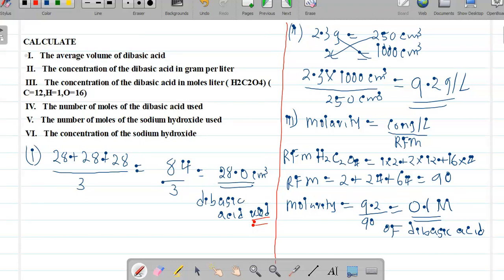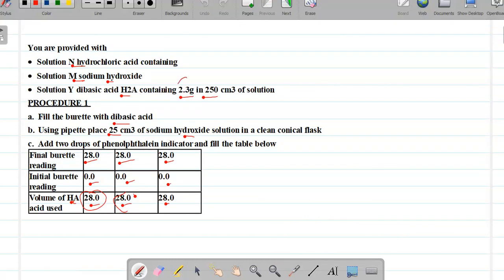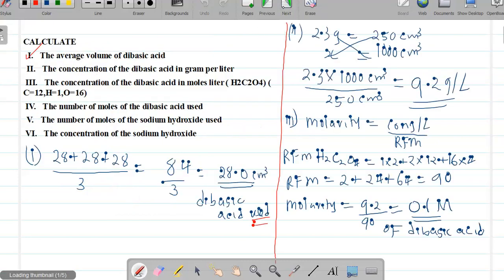Now question 2, that was question 1. Question 2: the concentration of the dibasic acid in gram per liter. To calculate it, we have the mass, which is 2.3, and the total volume, which is 250. Then this is what you do: 2.3 gram is equal to 250. What about 1000? 1000 represents concentration. Cross multiply: 2.3 times 1000 divided by 250, and you will get 9.2 gram per liter.